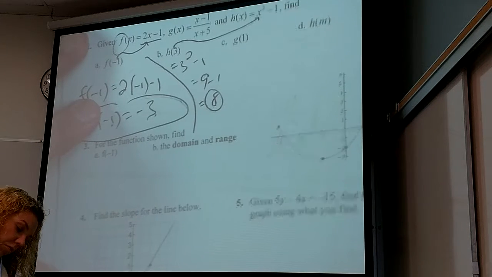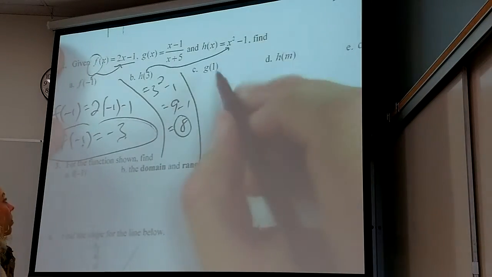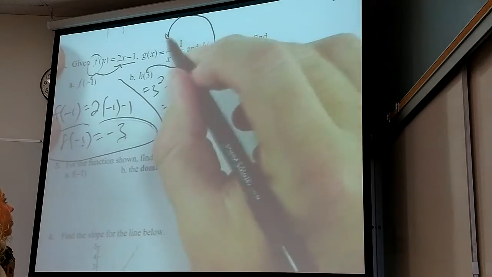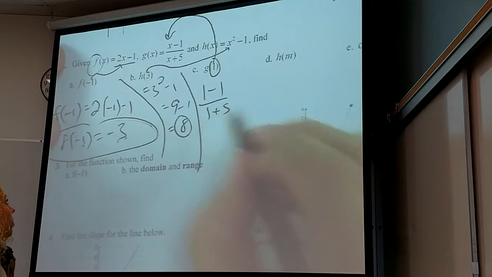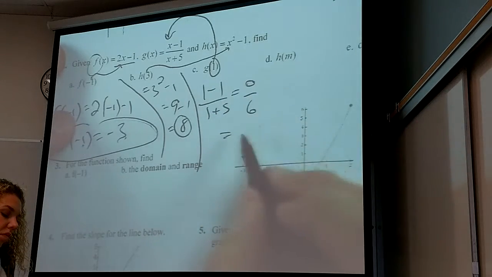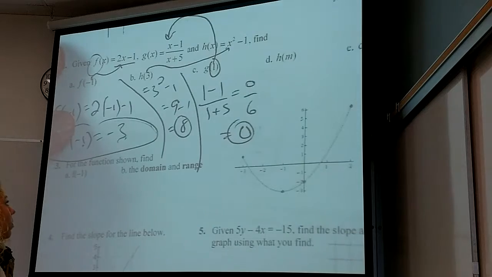You plug it in. So how do you do g of 1? I would put a 1 in here. And I notice something right off the bat. What is 0 divided by 6? Thank you.